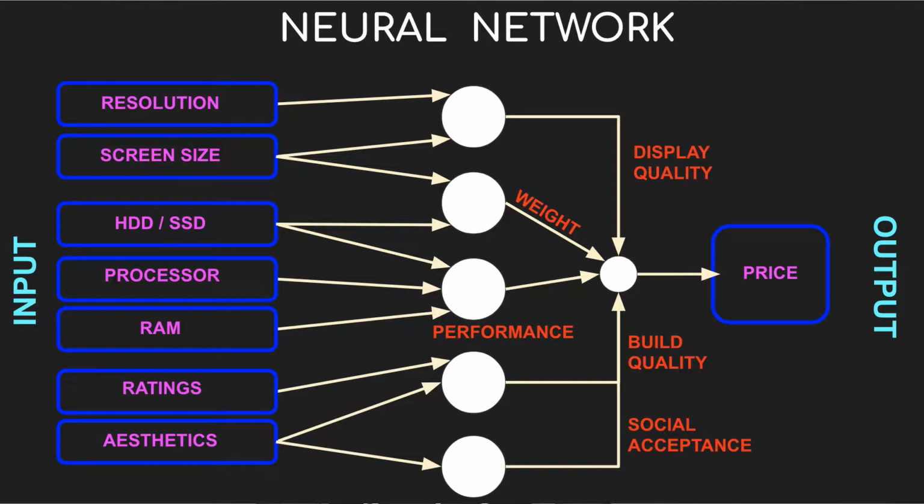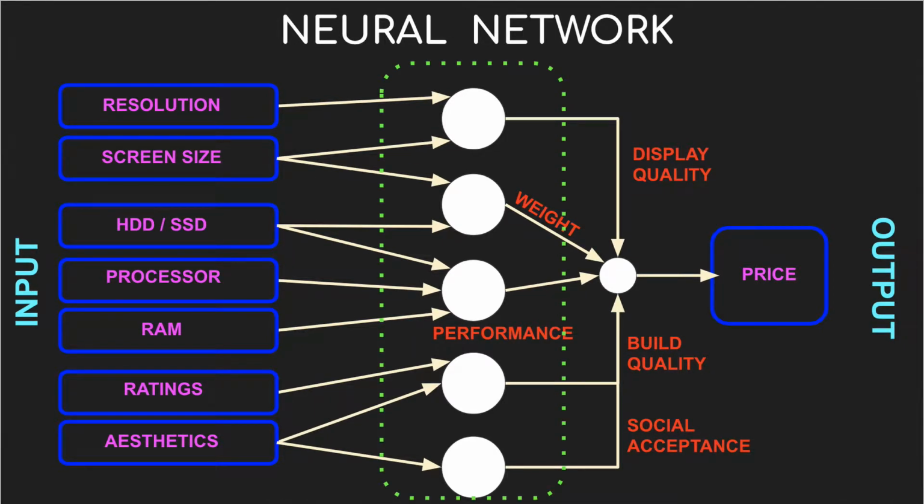And also, the size of the screen and type of hard disk determine the weight of the laptop, in turn, the portability. All these second-tier neurons are attached to another neuron which has another linear function. It then outputs the price. This is a neural network in its simplest form.